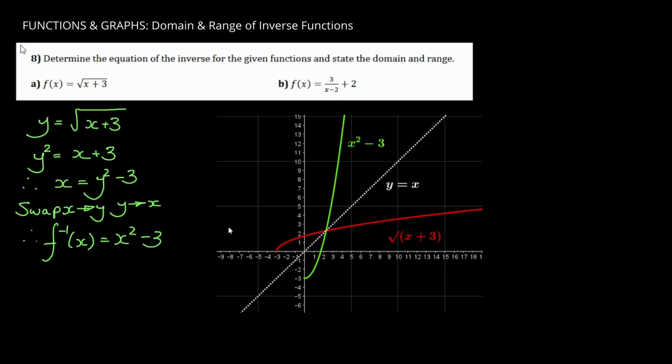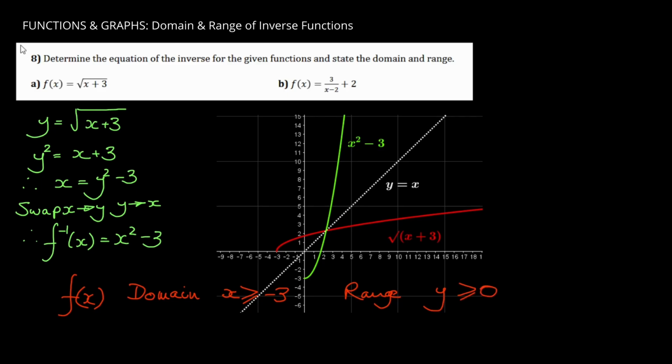With this restriction, our quadratic of x squared minus 3 is restricted to positive values of x. So for f(x), the domain is that x is greater than or equal to negative 3. And the range, well, the range are the y values, which will go up from 0 up to infinity. So y is greater than or equal to 0.